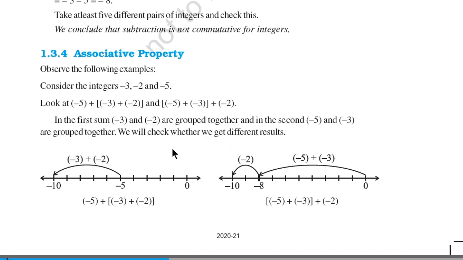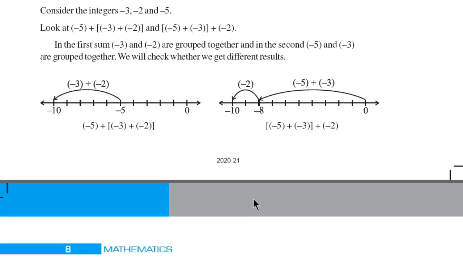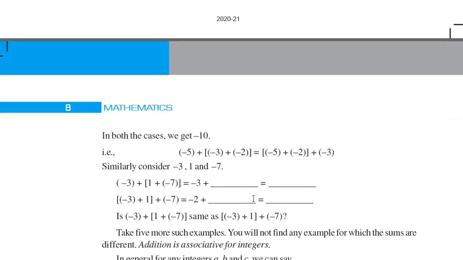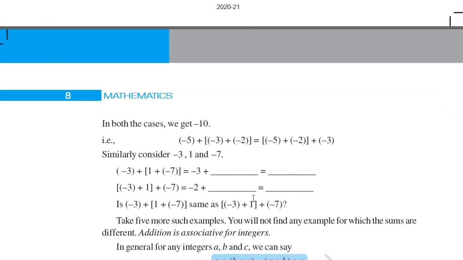So you can see here the first one will become -10. When you add all these, all of these are negative, so they will be added and it will come to -10. And here it will also be the same, it will also become -10. So in both the cases we get -10, that is -5 + (-3 + -2) is equal to (-5 + -3) + -2.